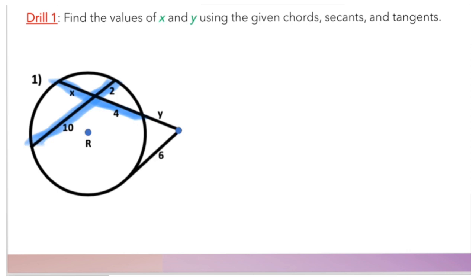So when you're given two chords, it's stated that the segments of each chord, if you multiply them, are going to be equal to the product of the segments of the other chord that it intersected. So x times 4 and 2 times 10. x times 4 is 4x. 2 times 10 is 20. Divide both sides by 4. Our x is equal to 5. So therefore, this x is 5.